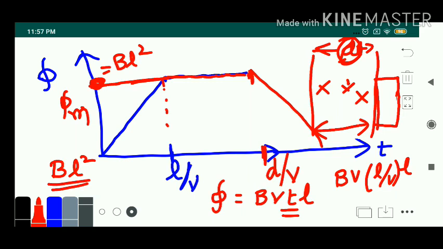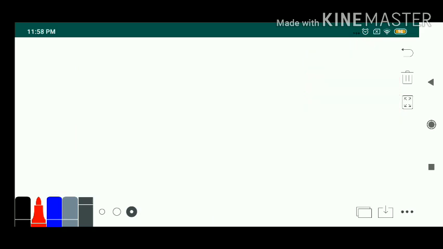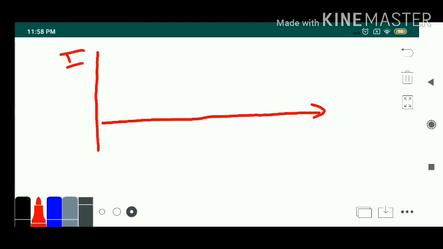Okay, so we'll do another question, then the time will be compensated. Now the next question was what? The current graph. So again I'm going to plot like this. This is for current and this is time, right? Some of you can answer it, some of you might have found the answer already.